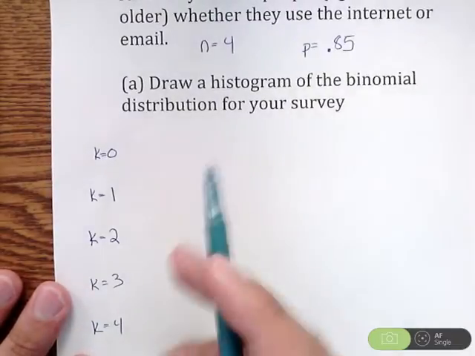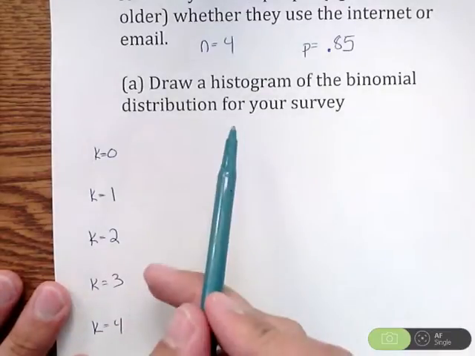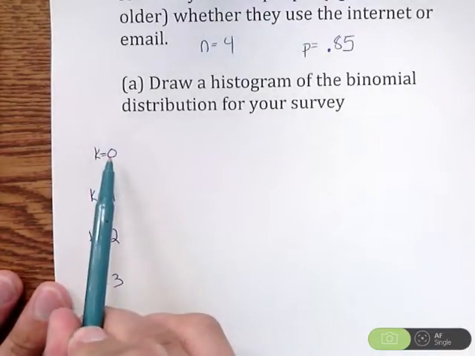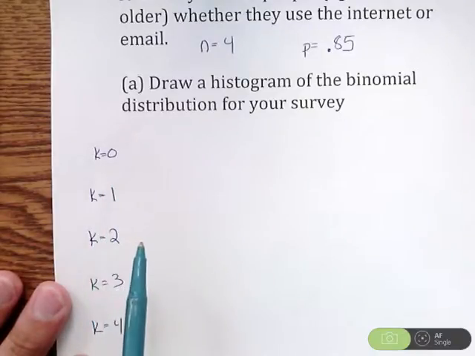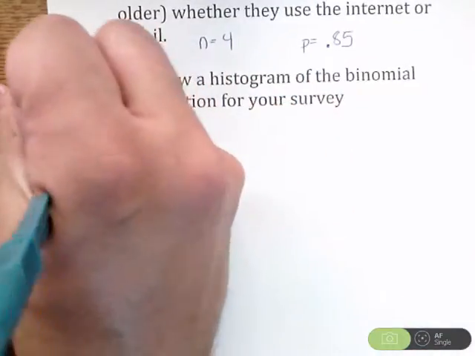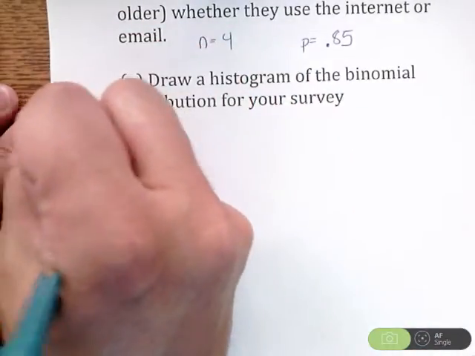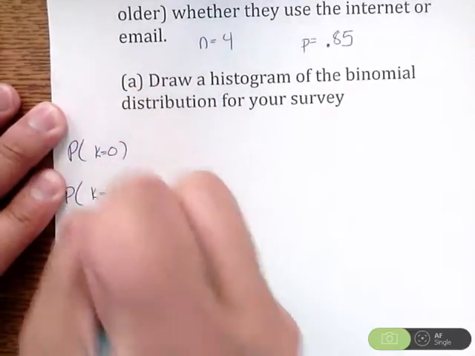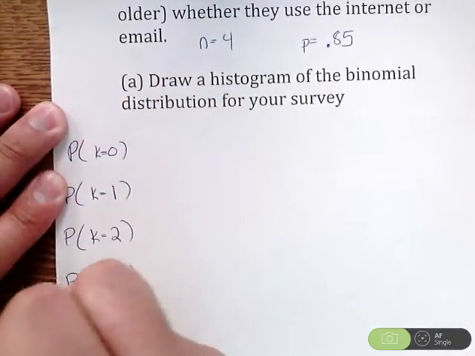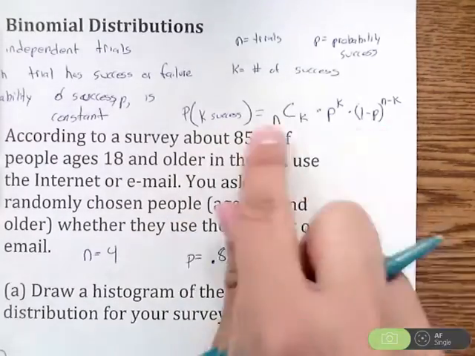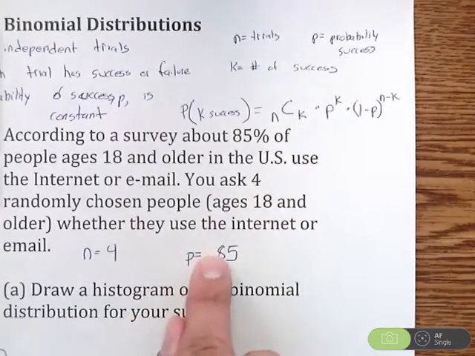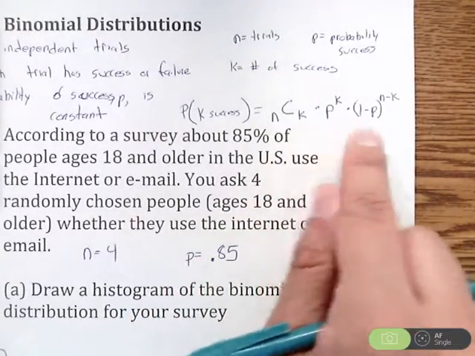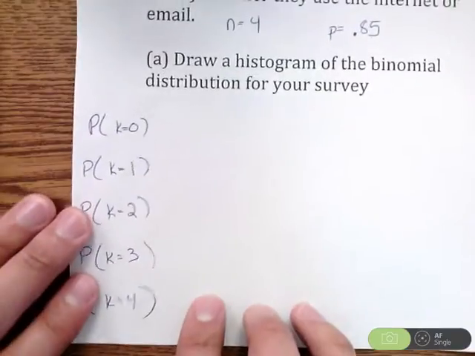Before I get to the histogram part, I want to know the probability that 0 out of 4 say they use internet or email. What's the probability that 1 out of 4 does? What's the probability that 2 out of 4, 3 out of 4, 4 out of 4? I want to know the probability of each of these, and the way we're going to do that is use the formula I had earlier. We're going to plug in 4 for n, 0.85 for P, and our K is going to change for each one.